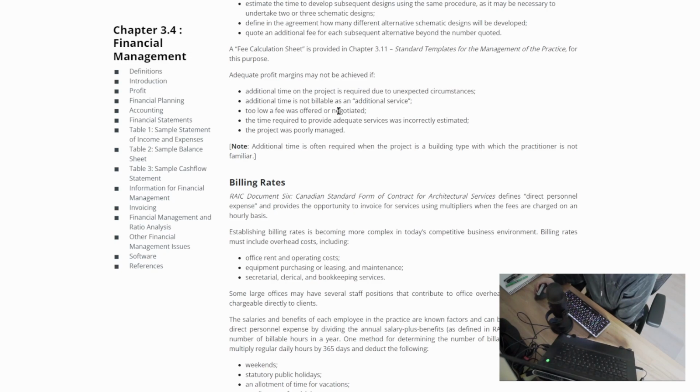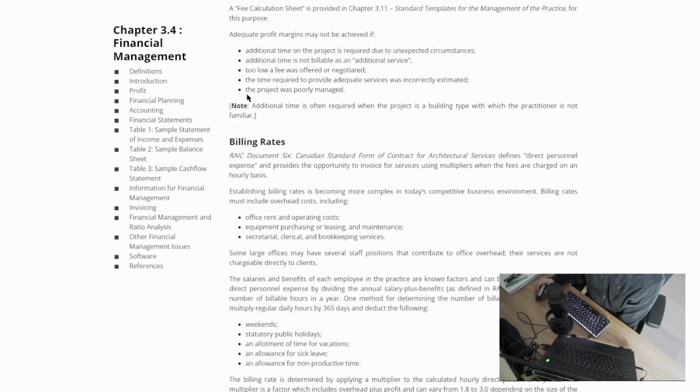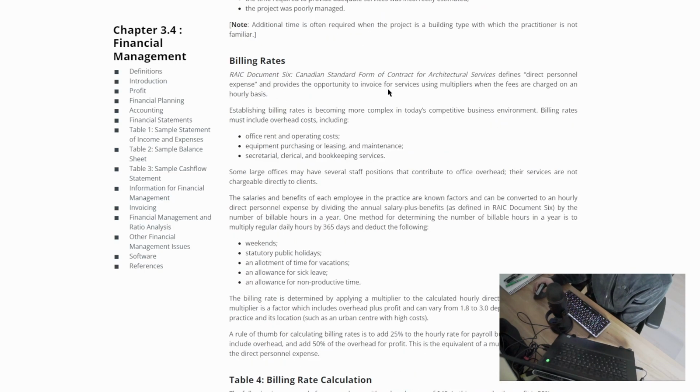Too low a fee was offered or negotiated. The time required to provide adequate service was incorrectly estimated. The project was poorly managed. Note, additional time is often required when the project is a building type with which the practitioner is not familiar.